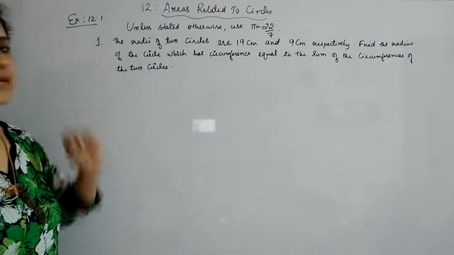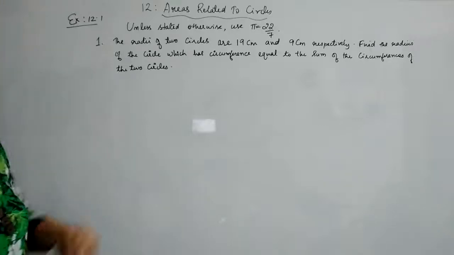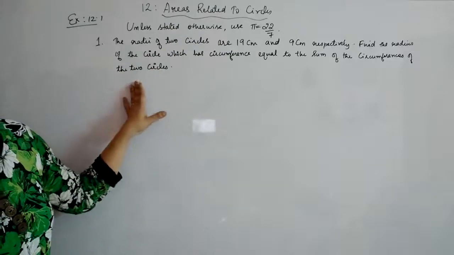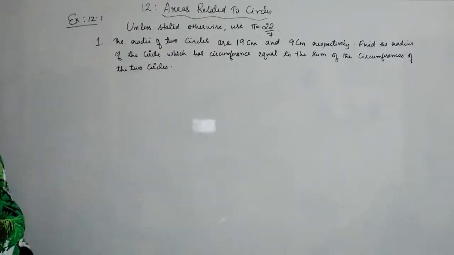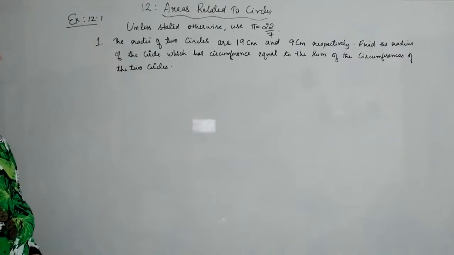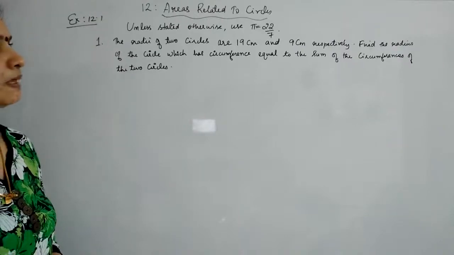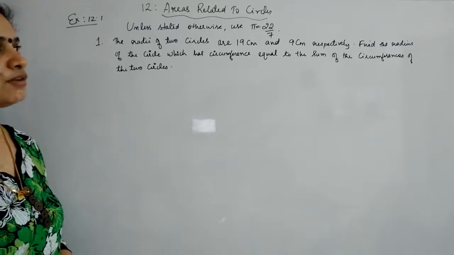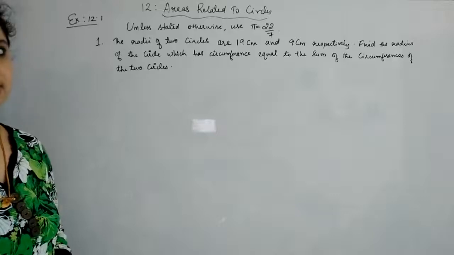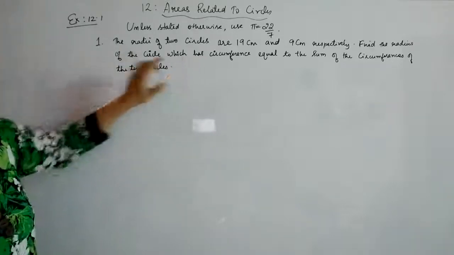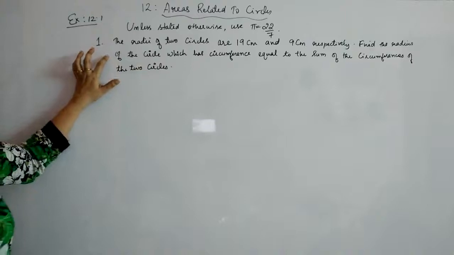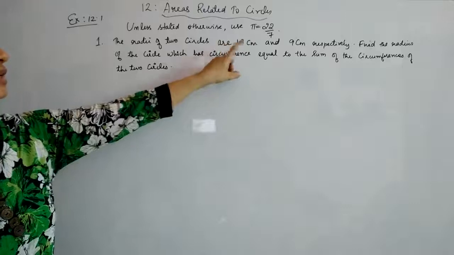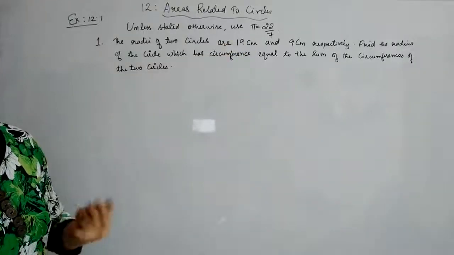So we are now starting exercise 12.1, and you have to use the value of pi as 22 by 7 unless they say to use the other value. The first question is: the radii of two circles are 19 centimeter and 9 centimeter respectively. Find the radius of the circle which has circumference equal to the sum of the circumferences of the two circles. So you have to get the radius of that circle which has its circumference as the sum of the circumferences of the circles with radii 19 centimeter and 9 centimeter.